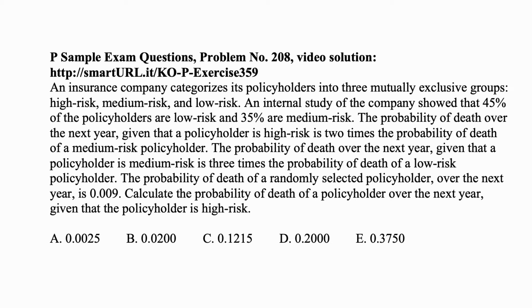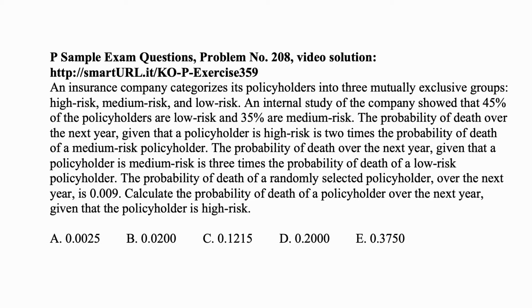An insurance company categorizes its policyholders into three mutually exclusive groups: high risk, medium risk, and low risk. An internal study of the company showed that 45% of the policyholders are low risk and 35% are medium risk. And of course, if you look at this, you see immediately that the remaining 20% have to be high risk.